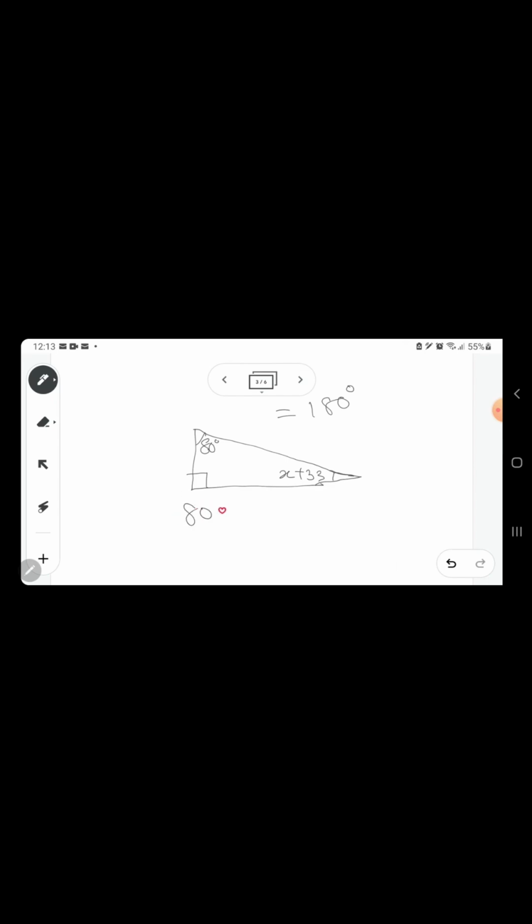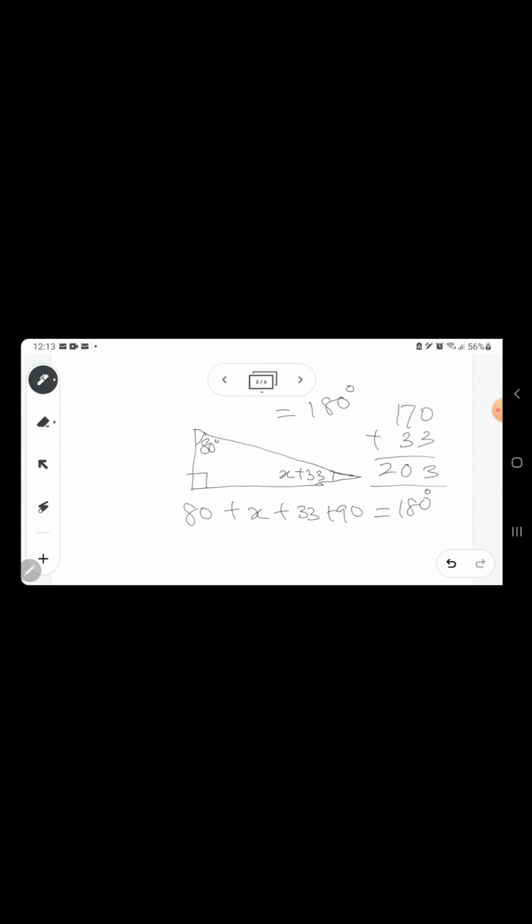So let's go. 80 plus x plus 33 plus 90 equals 180 degrees. As with BIDMAS, in this case they are all addition, so add everything together: 33 plus 90 plus 80. Let's pick the tens first. 90 plus 80 is 170. 170 plus 33 is 203.